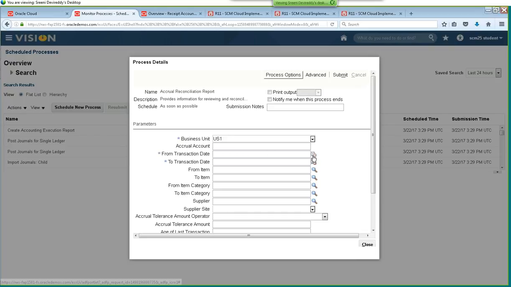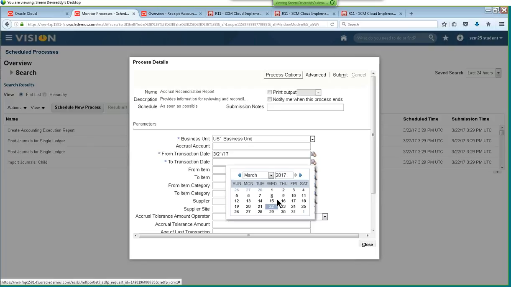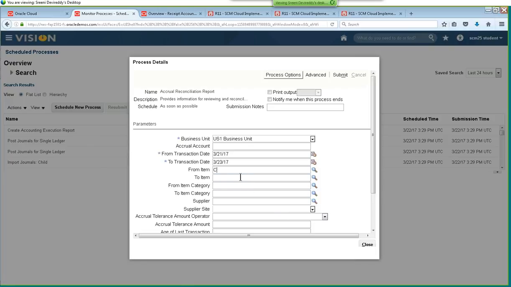Giving the dates. I'll limit myself to this item. Submit.